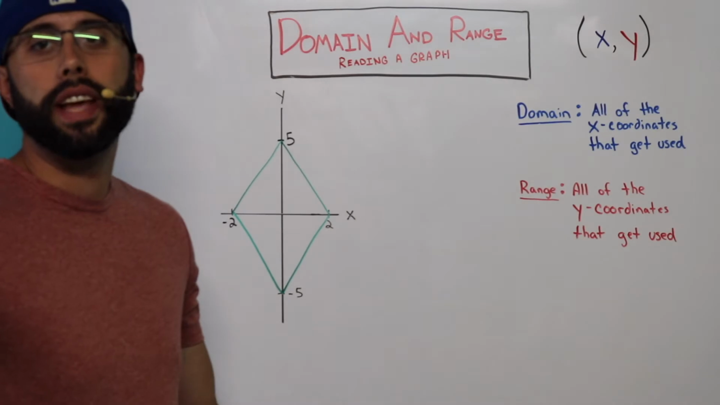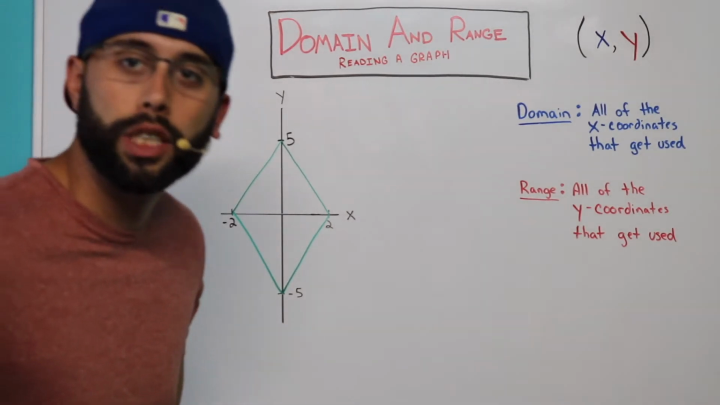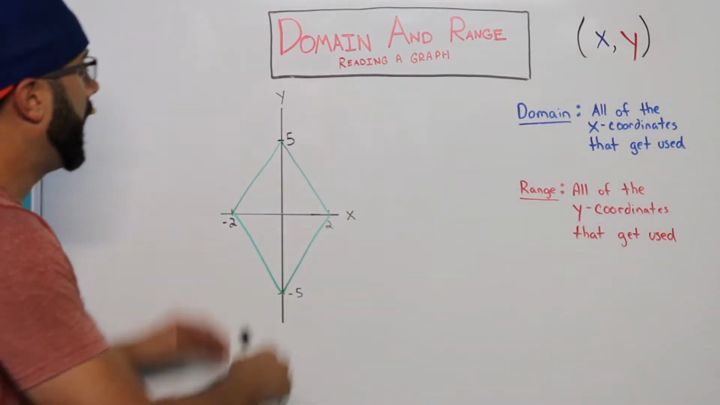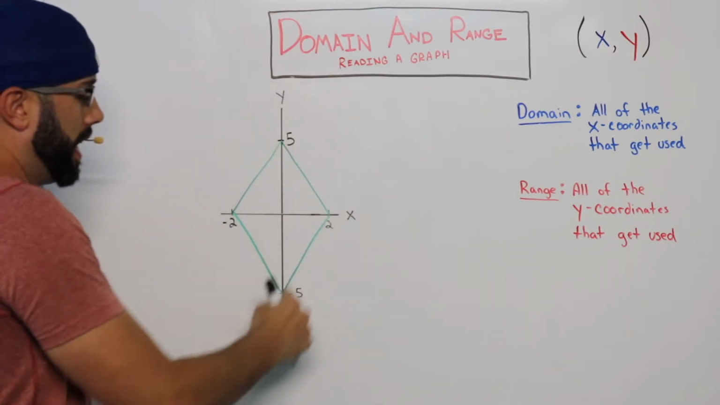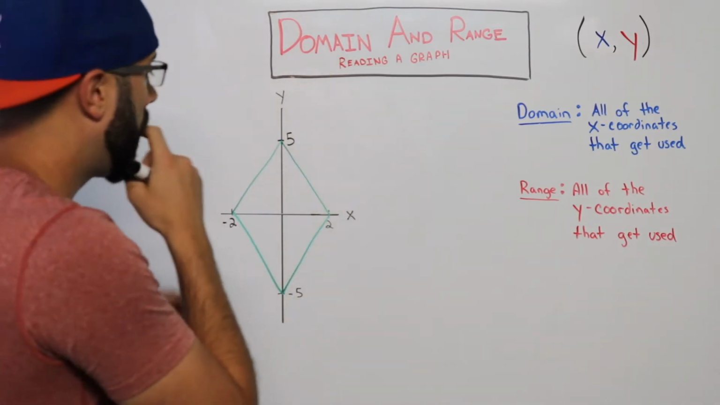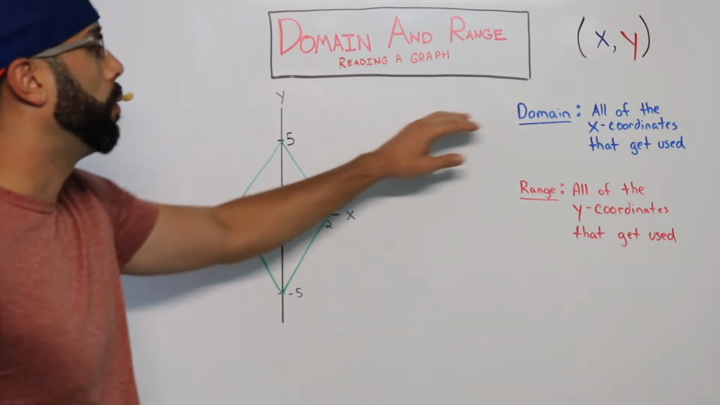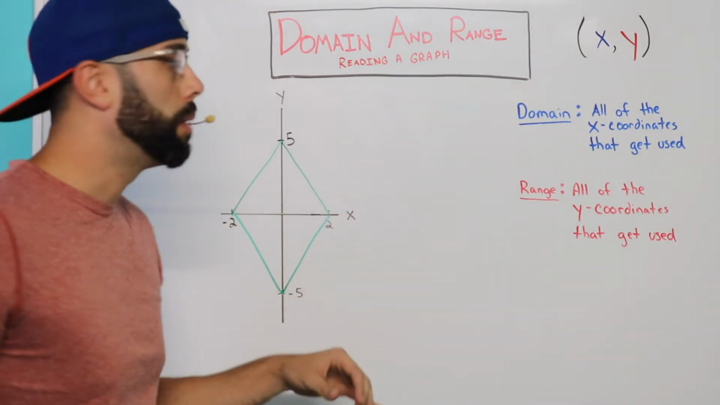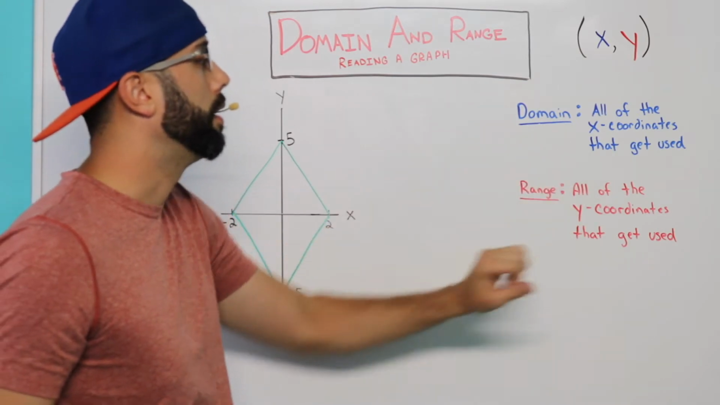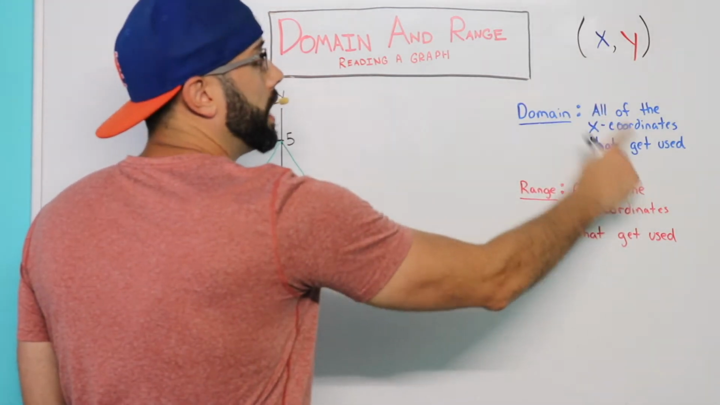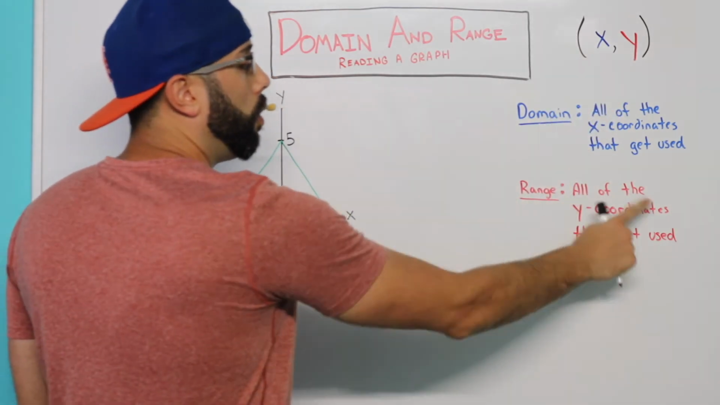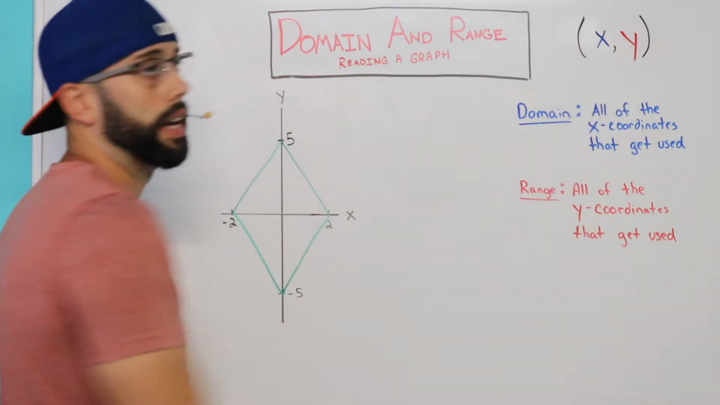I think today is a great day to talk about domain and range of reading a graph. As you can see, my wonderful artwork right here of my nice diamond. If we want to talk about what domain and range is, we want to talk about what the x and y values are. As we can see here, the domain is all the x coordinates that get used, and the range is all the y coordinates that get used.